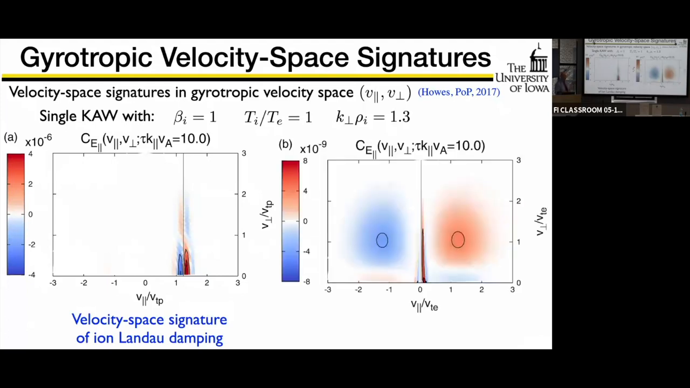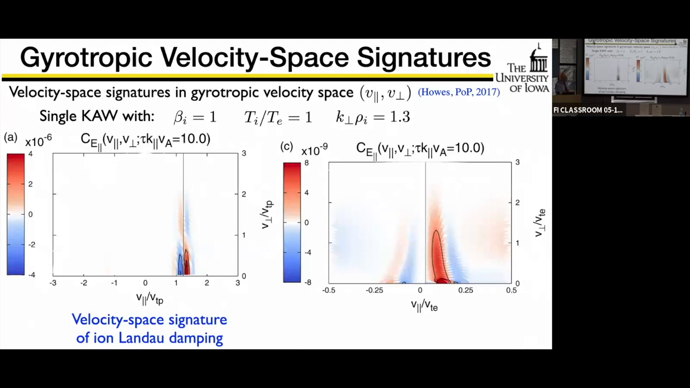I can do the same thing and I look at the electrons. Now, because the electrons are 1,800 times less massive than the ions, their thermal velocity is 40 times larger, meaning that that phase velocity is way down near zero when normalized to the electron thermal velocity. So if I zoom into this picture, I can see that in fact, I am seeing an energization of particles just above that phase velocity. It gets a little cut off by zero here, so you don't see the negative part as much. But this here is a velocity space signature of electron Landau damping.